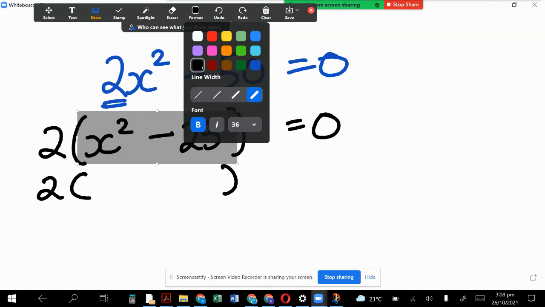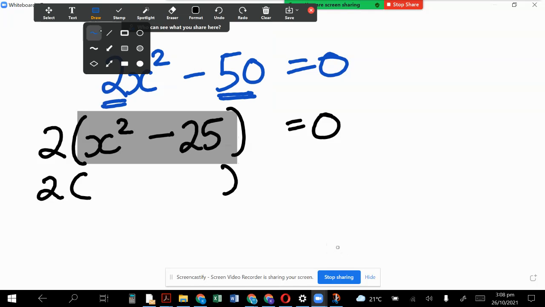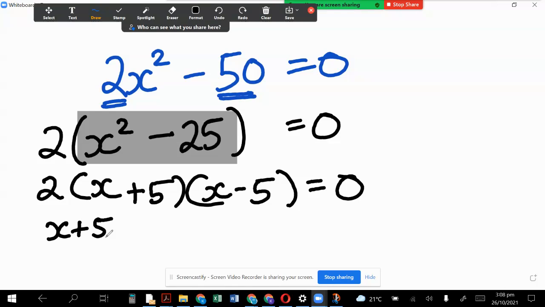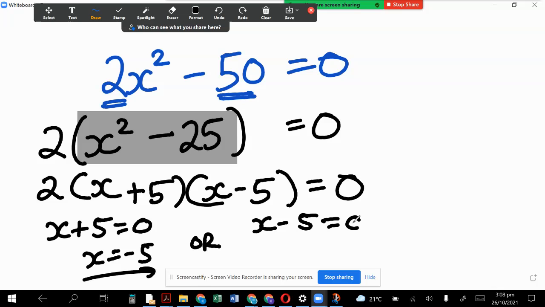That means this can become 2 brackets, with the square root of 25 in each and x in each. So x in x, square root of 25 is 5, 5 and 5. Because it's the difference of squares and I've memorized the method, it's plus and minus. Then take each bracket, make it equal to 0, or just go straight to the answer. x equals negative 5, or x minus 5 equals 0, x equals 5. And that's your final answer for this one.